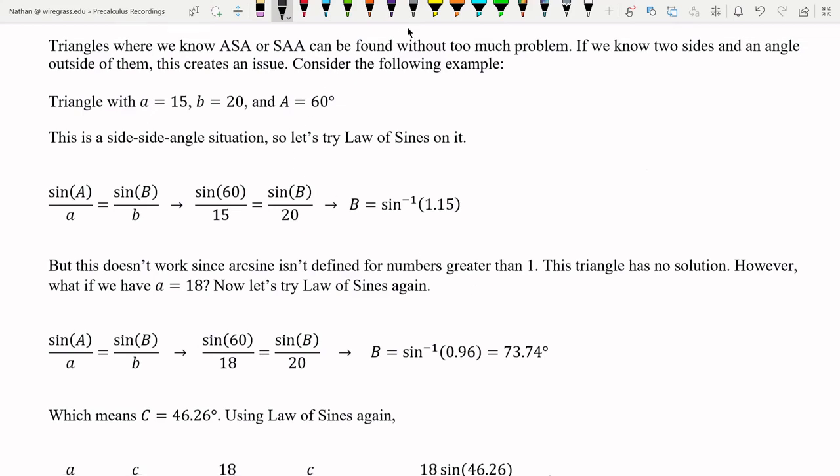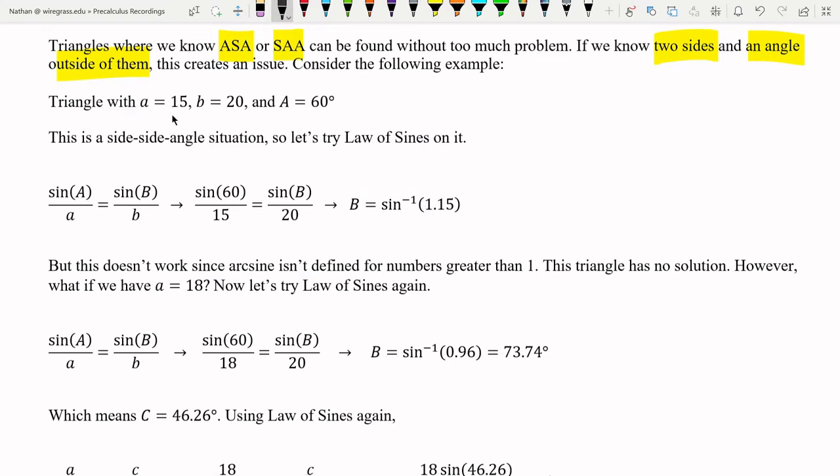Triangles where we know angle, side, angle, or side, angle, angle, as we've seen in the past, can be found without too much problem. Just law of sines gives us what we need to know. However, if we know two sides and an angle outside of these two sides, this will actually create an issue, which we will look at here.